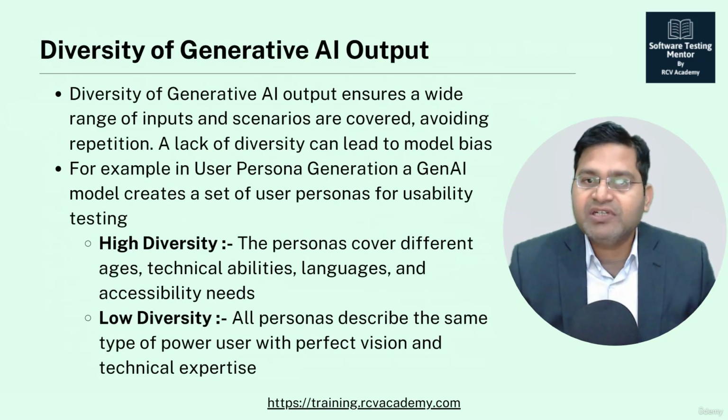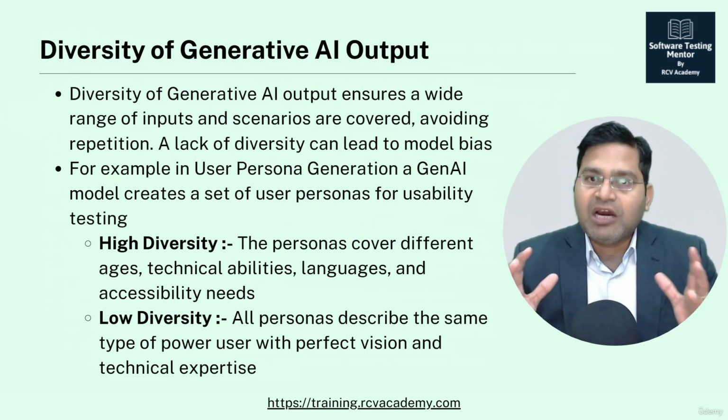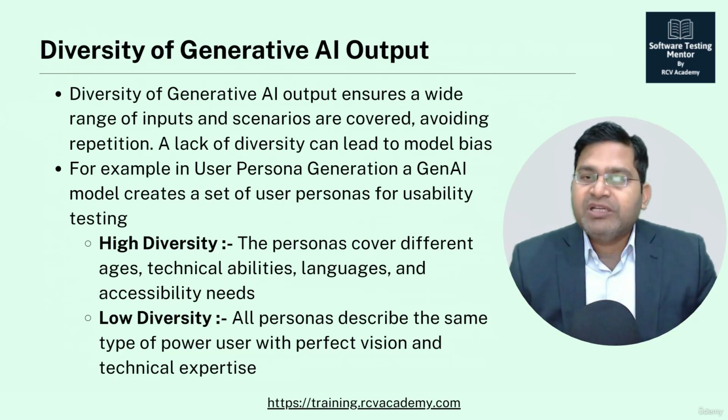Then we have the diversity of the generative AI output. So diversity of the generative AI output ensures a wide range of inputs and scenarios are covered. So how diverse the output is. Avoiding the repetition. Lack of diversity leads to model bias.